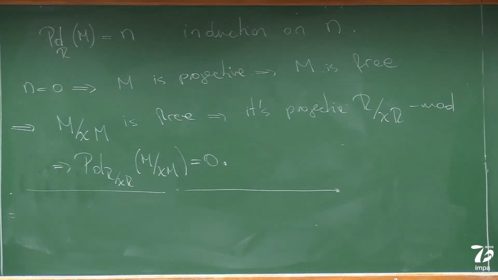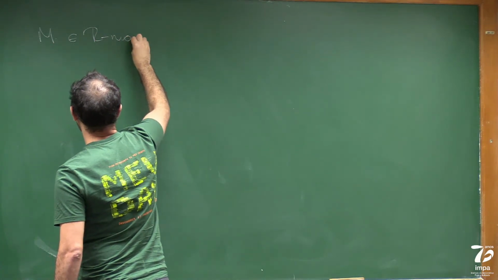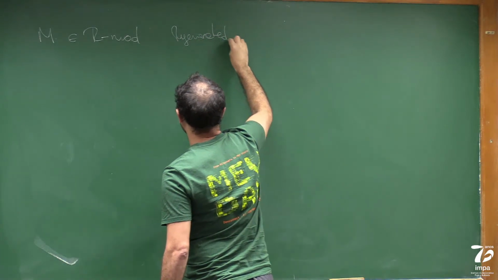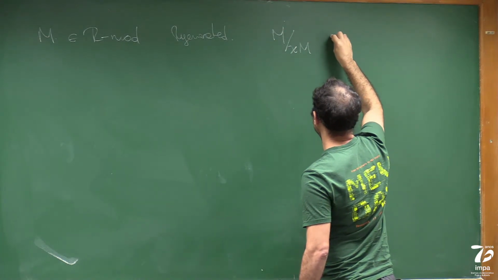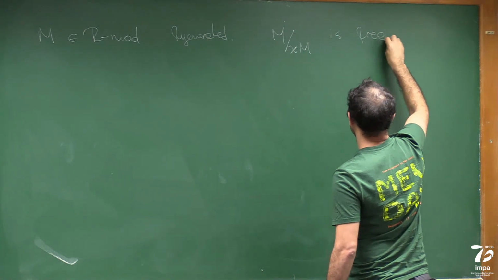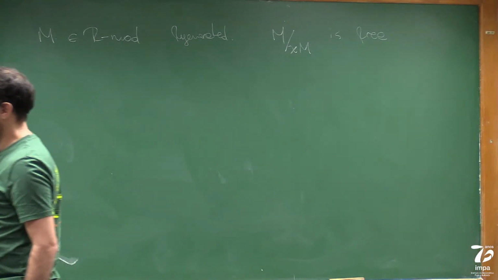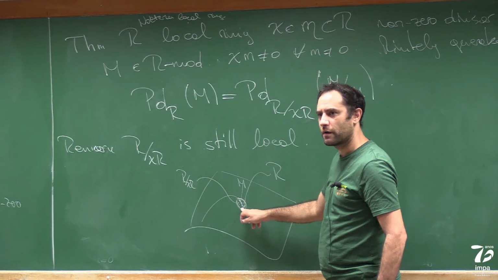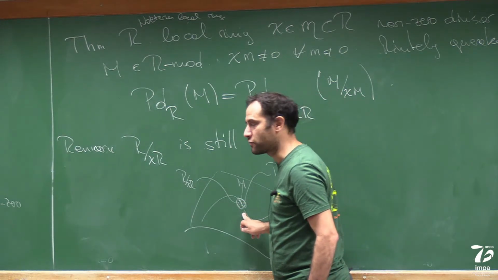Let's see if this is right. So let's suppose that M is an R module, finitely generated. And let's suppose that this M is free. So this is a statement that I have something on the ambient space, I restrict it here, and it became a free guy. It's just a bundle, and it's a trivial bundle.